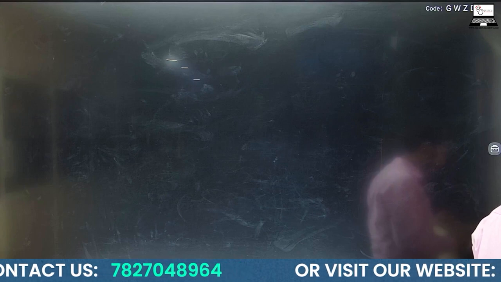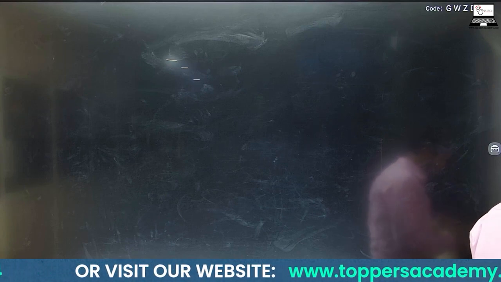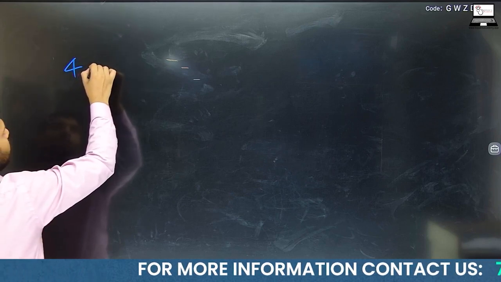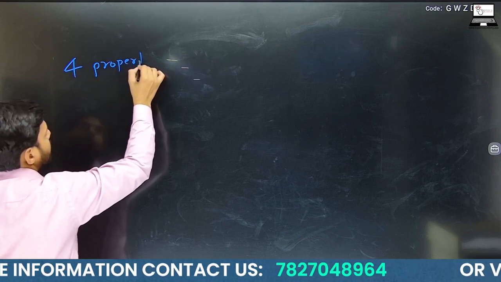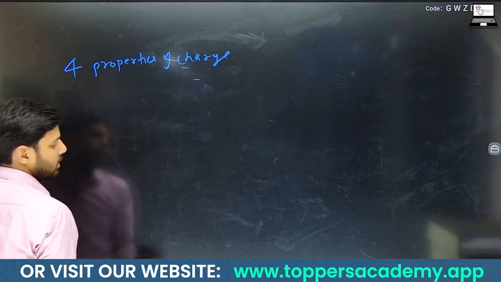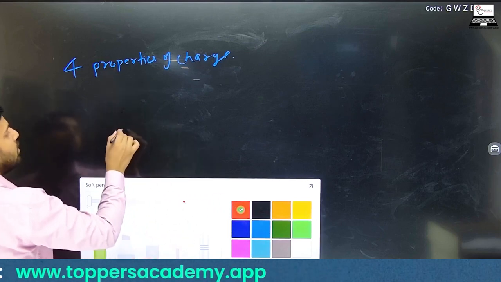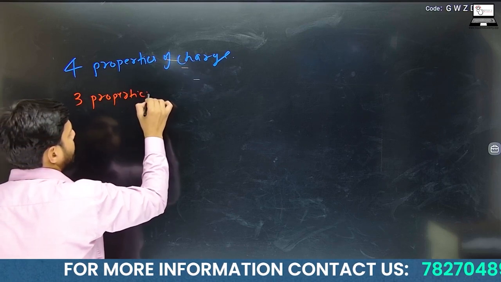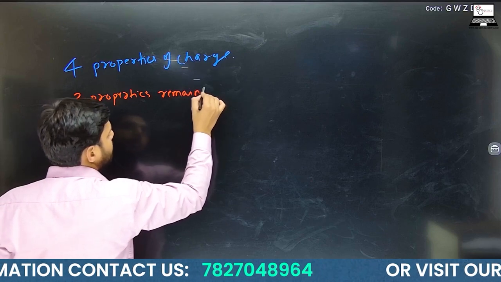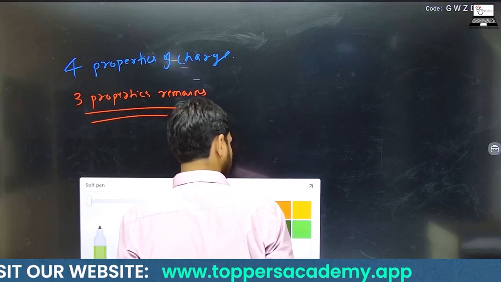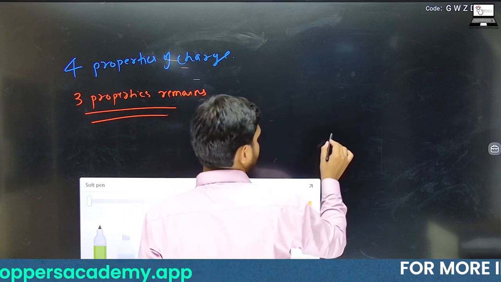Now we are talking about something which is called, okay, I think the time is over. So we have discussed four properties of charge, but there are three properties remaining in this lecture. So we are going to talk about them in our next lecture.